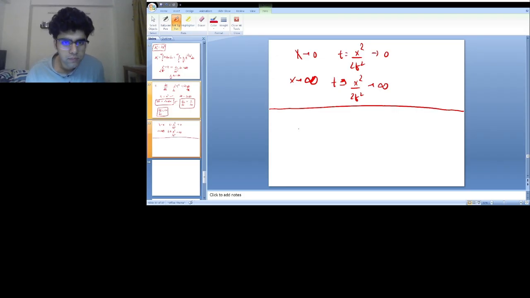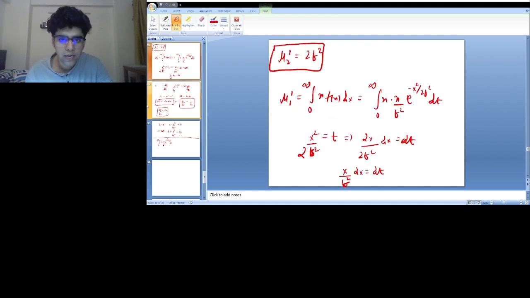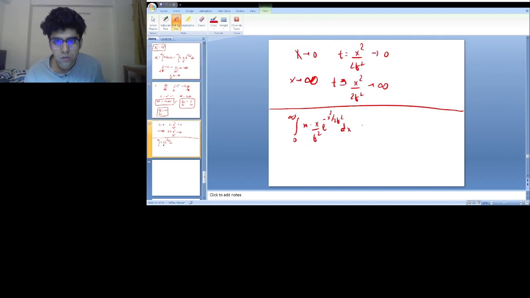So my final function becomes, I had this integral from 0 to infinity of x upon b square e to the power minus x square by 2b square dx. Now my x upon b square dx becomes dt, right? So now I'm left with x only, right? If I write x upon b square dx as dt, and minus x square upon 2b square is t, I'll be left with one x here.